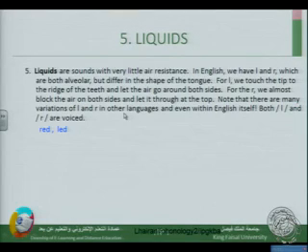Not like the Arabic L and R. We have different sounds. In Arabic we say R, L, but in English L, R. Both of them are alveolar, but different in the shape of the tongue. For L, not the Arabic L, the English L, we touch the tip of the tongue to the ridge of the teeth and let the air go around both sides.